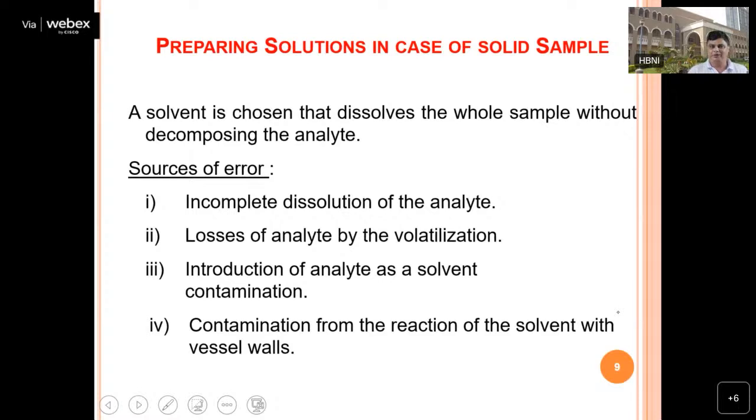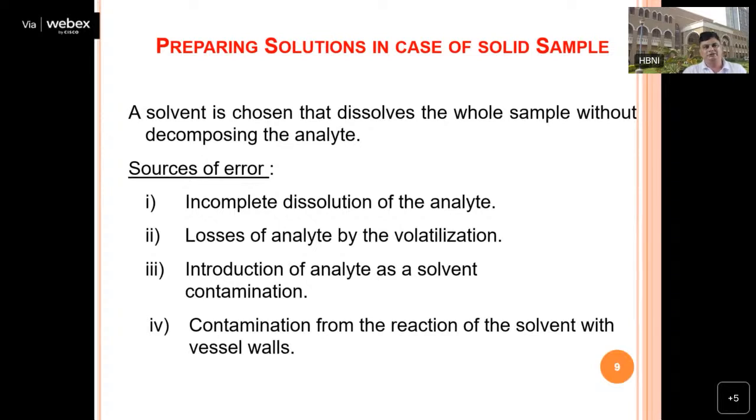So, how to prepare a solution in the case of solid samples? Because in most cases it is not possible to analyze the solid directly. For example, if you are doing XRF and such techniques, then you can analyze the solid sample directly. But more than 70-80% of the time, it is not possible to use the solid sample alone. So we have to prepare a solution. You have to bring your element of interest into a solution form.